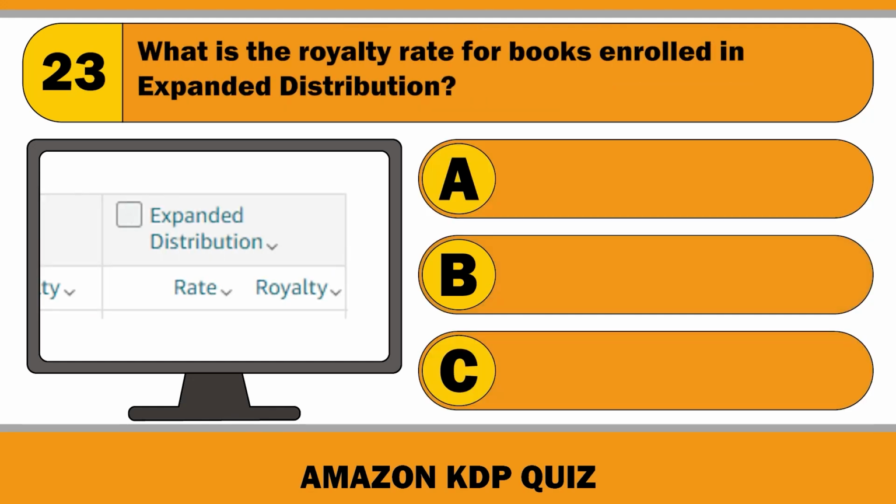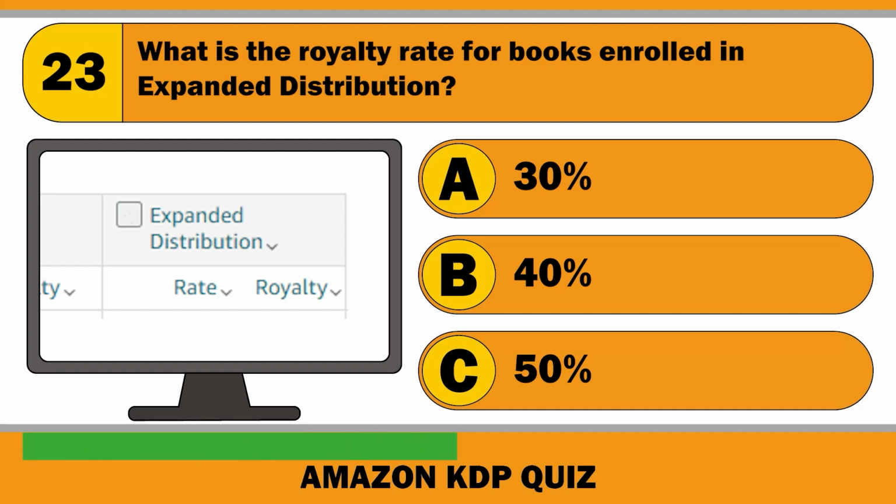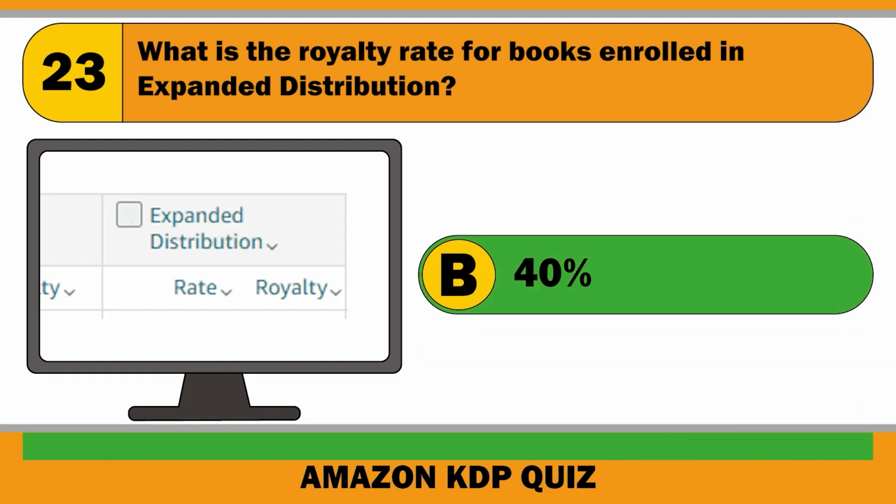What is the royalty rate for books enrolled in expanded distribution? Is it 30%, 40%, or 50%? The royalty rate for books enrolled in expanded distribution is 40% of the book's list price minus printing costs.